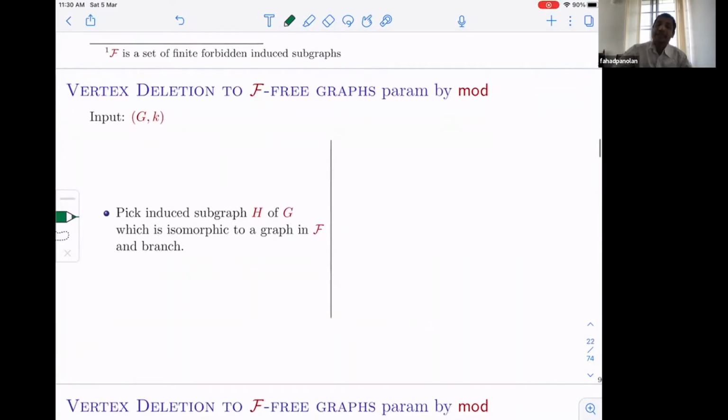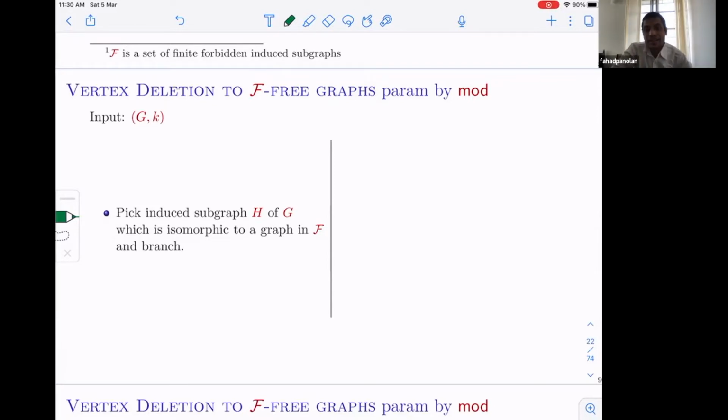So now take the simplest version of the problem, which is vertex deletion to F-free graphs parameterized by the solution size, which is the modulator. Okay. So can we delete at most k vertices to get into this graph class, F-free graphs, and the parameter here is this k. Okay.